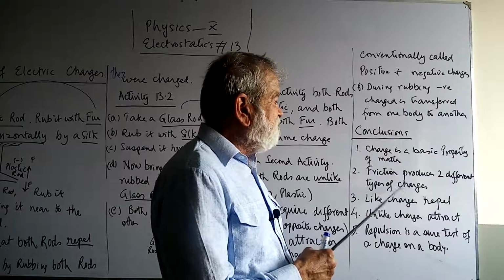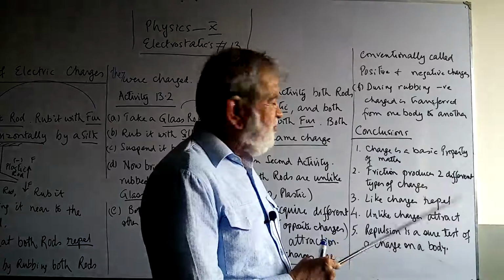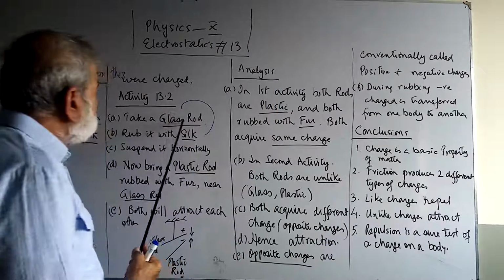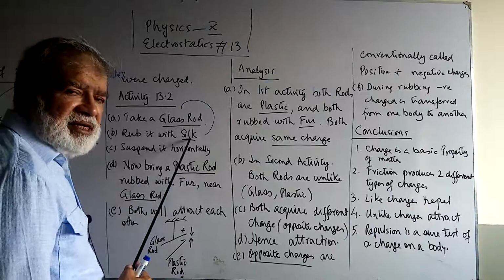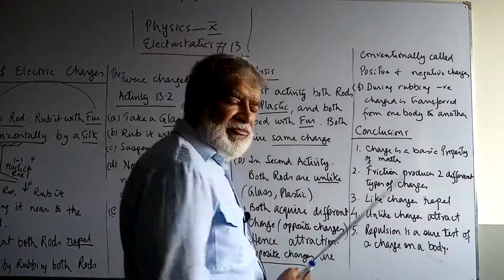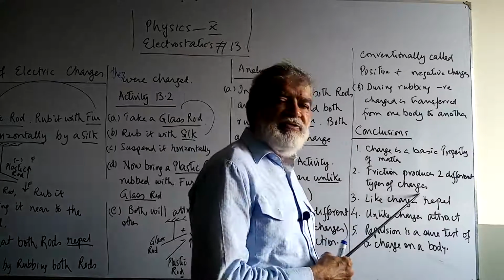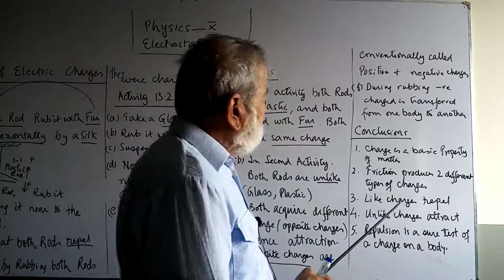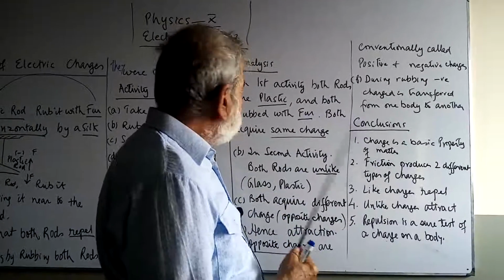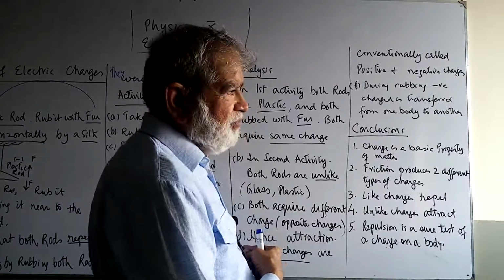Friction produces two different types of charges. Whenever friction takes place, two different kinds of charges are produced. In this case, we took a glass rod and rubbed it with silk. In this case, we took a plastic rod and rubbed it with fur. So friction produces two different types of charges. Friction between what? Friction between the glass rod, which was rubbed with silk, and the plastic rod, which was rubbed with fur.